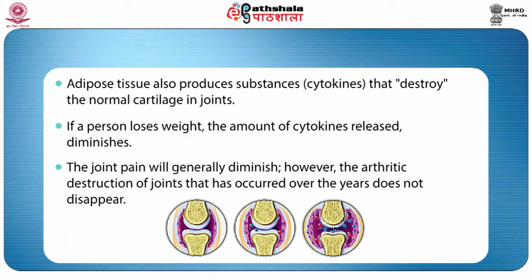Adipose tissue also produces substances, cytokines, that destroy the normal cartilage in joints. If a person loses weight, the wear and tear gradually diminishes and the amount of cytokines released from adipose tissue diminishes. The arthritic destruction of joints that has occurred over the years does not disappear. However, the joint pain will generally diminish since there is less stress and destruction of the joints.